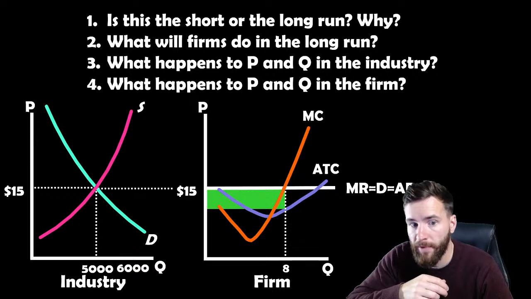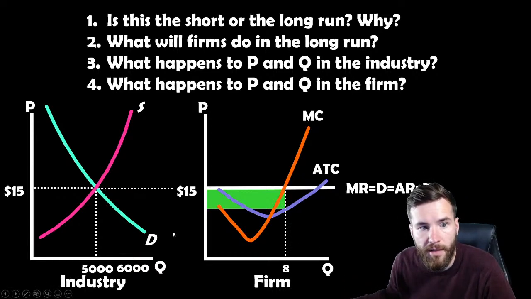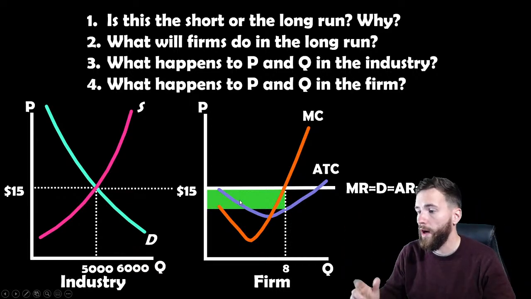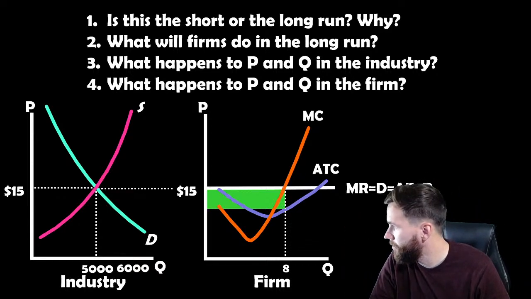Sometimes you have to literally shade in the profit. That would be us shading in the profit here. Because this whole rectangle, which almost looks like a perfect square, would be your total revenue. And then our average total cost is here, so this would be our total cost. The difference, in the green, would be our profit. So this is short run. Why? Because this firm is currently experiencing positive economic profit. Okay?